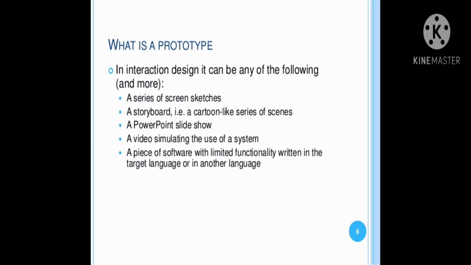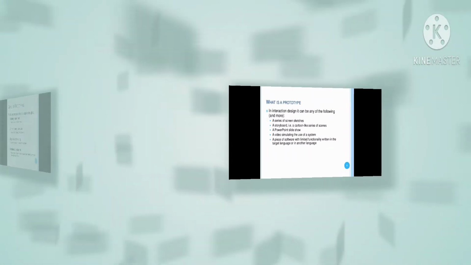What is prototyping? An interaction design prototype can be any of the following and more: a series of screen sketches, a storyboard, i.e., a cartoon-like series of scenes, a PowerPoint slideshow, a video simulating the use of the system, a piece of software with limited functionality written in the target language or in another language.